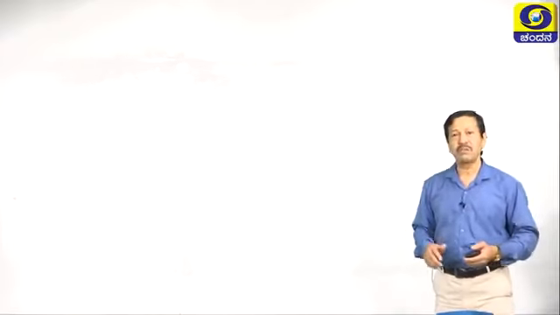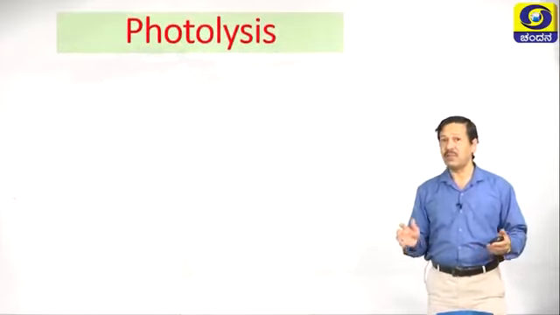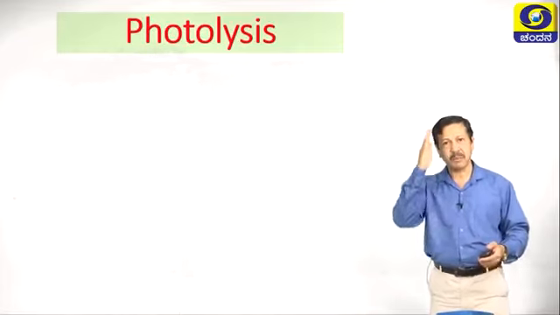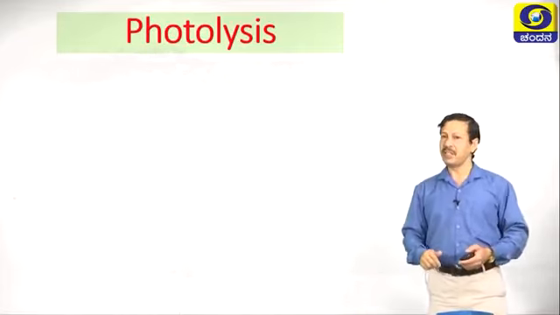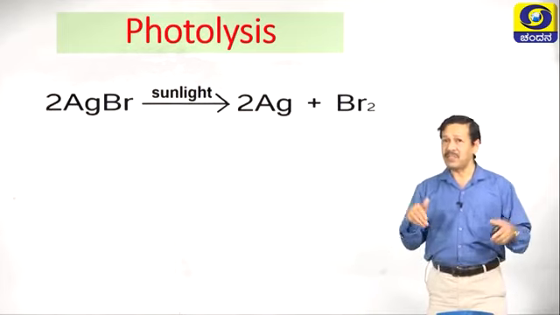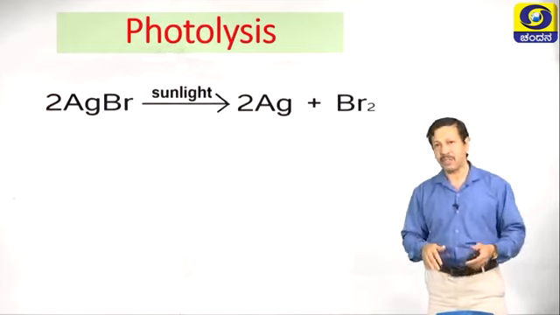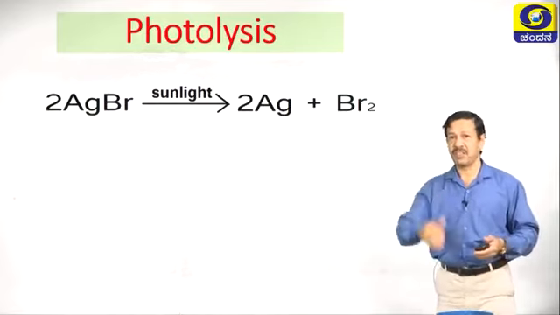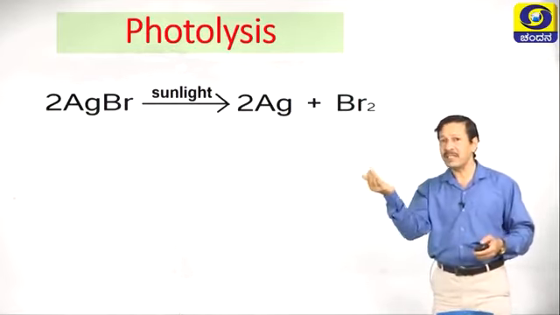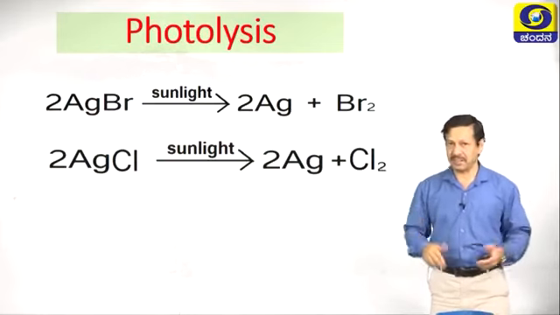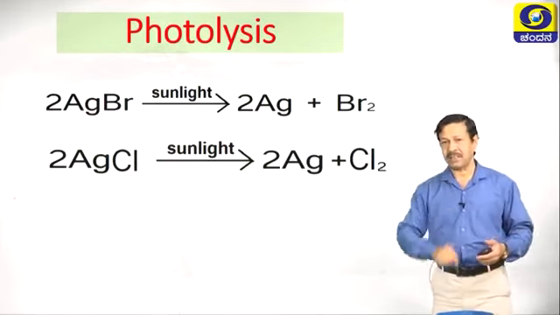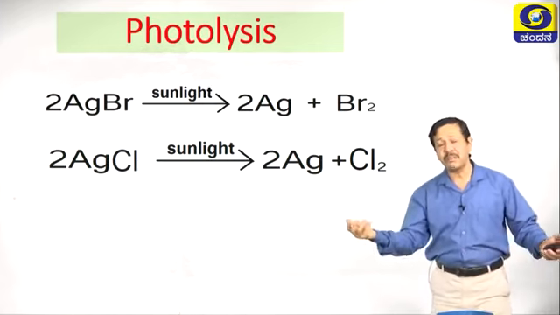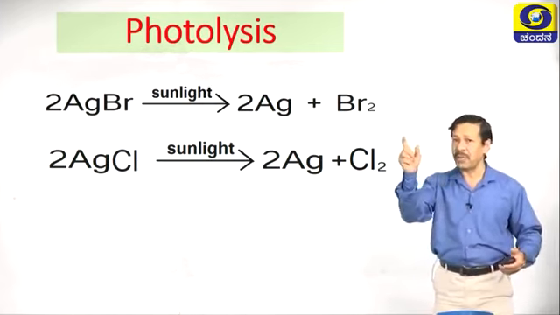Now, let us move on to the next one, that is photolysis. Photo, light, lysis, breaking down. During the chemical reaction, if light is used to break down the compound, then you call that type of reaction photolysis or decomposition by light. Examples are here. 2AgBr when exposed to sunlight breaks up into constituent elements silver and bromine.